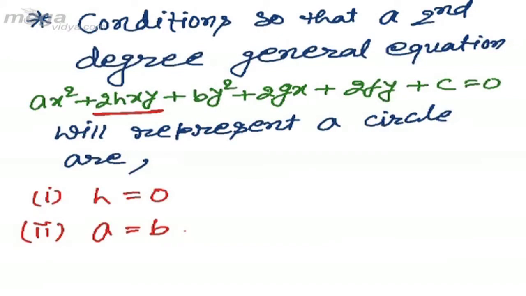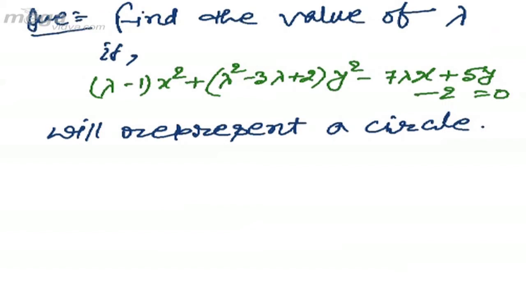I am taking an example based on the general equation of a circle. The question is, find the value of lambda if lambda minus 1 x square plus lambda square minus 3 lambda plus 2 into y square minus 7 lambda x plus 5y minus 2 equal to 0 will represent a circle.